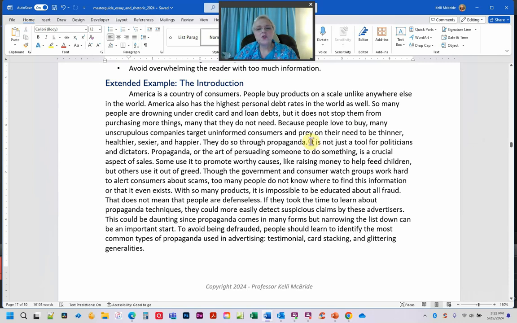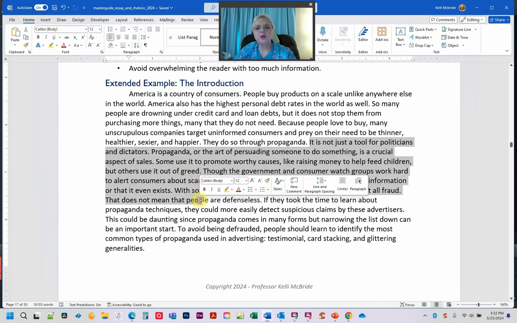It is not just a tool for politicians and dictators. Propaganda, or the art of persuading someone to do something, is a crucial aspect of sales. So we're defining, we're narrowing it further. Some use it to promote worthy causes like raising money to help feed children, but others use it out of greed. But the government and consumer watch groups work hard to alert consumers about scams. Too many people, and so on.